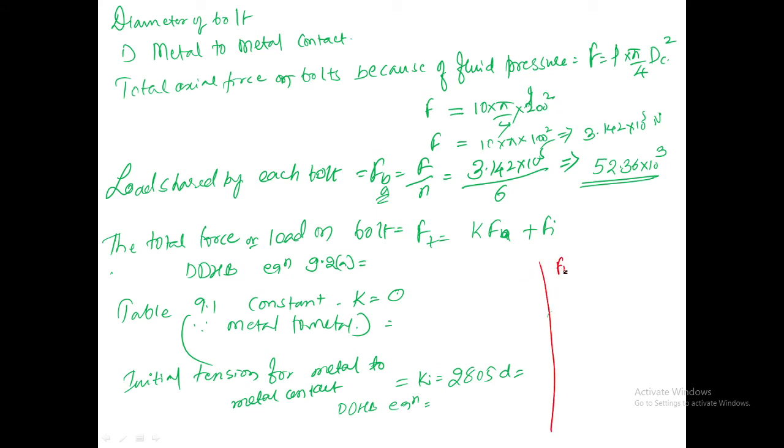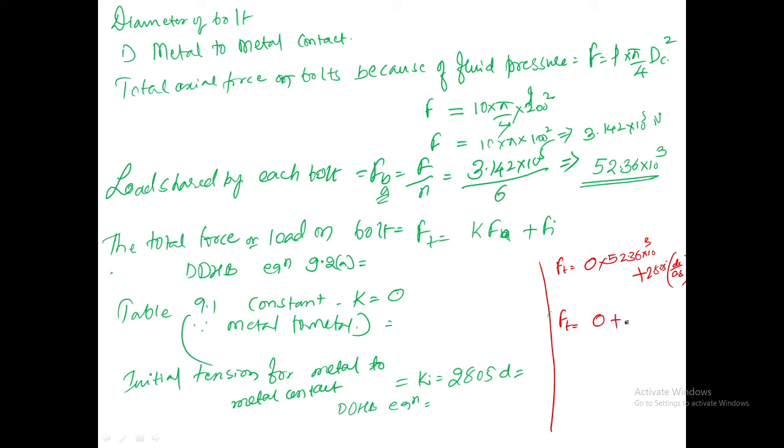So Ft equal to K is 0. Fa is 52.36 into 10 to the power of 3, plus Fi is 2805. Now you should get a DC here. So now DC divided by 0.8. Now you calculate what is the value of Ft here.